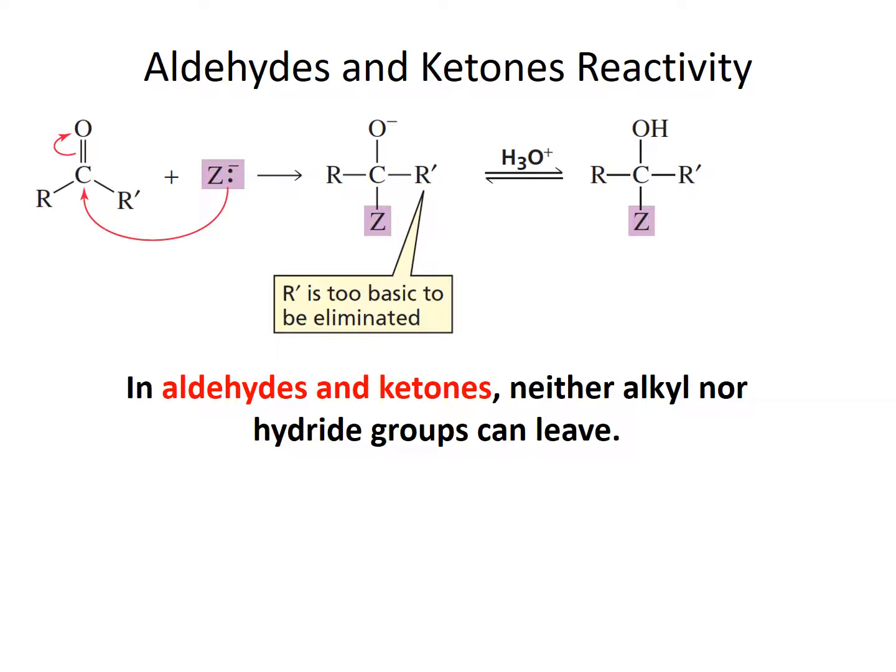In these groups, and this is going to be important moving forward, you can never see a carbon with a negative charge being kicked out as a leaving group or an H- kicked out as a leaving group. So no alkyl or hydride groups can leave. So instead, this mechanism is going to be nucleophilic addition, which is very similar to what we saw with alkenes.